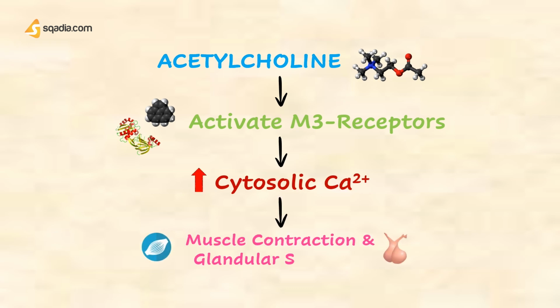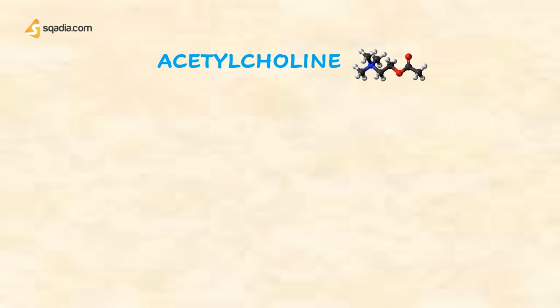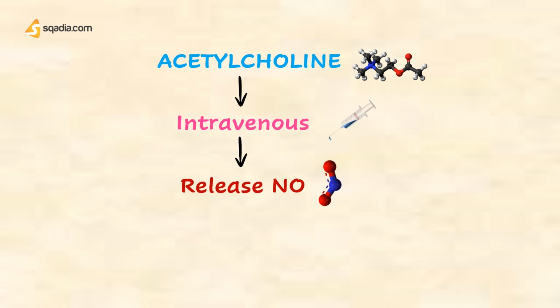An intravenous injection of acetylcholine causes vasodilatation indirectly by releasing nitric oxide from vascular endothelial cells. However, most blood vessels have no parasympathetic innervation, and so the physiological function of vascular muscarinic receptors is uncertain.